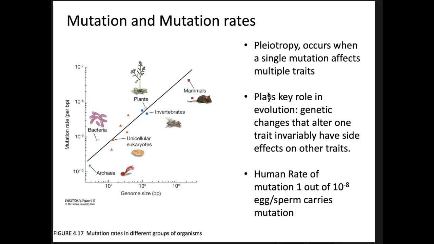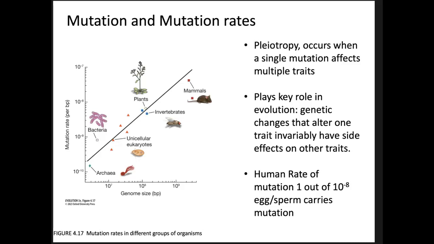So, when we think about mutation, we often think about mutation being negative. And it turns out that that is often the case. Any kind of mutation that affects fitness, more often than not, those mutations are negative. If we think about the rate of mutation, the rate of mutation is different in different groups of organisms. And so species that have larger genomes tend to have higher mutation rates.